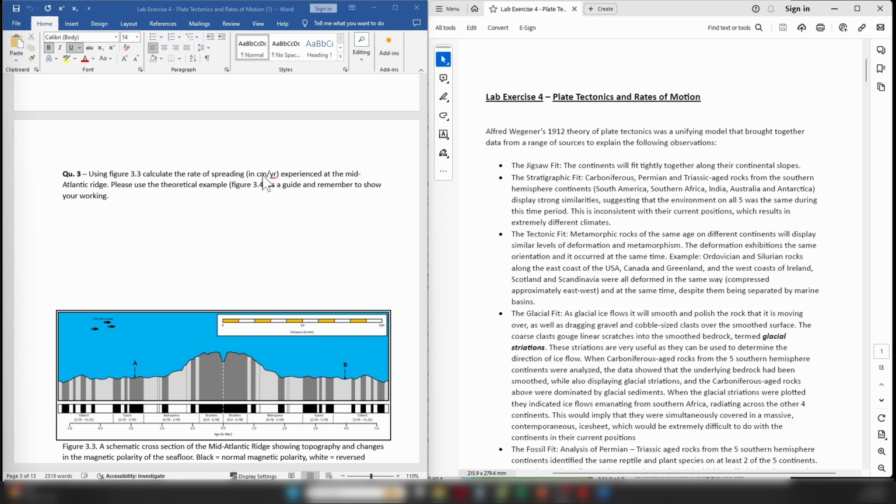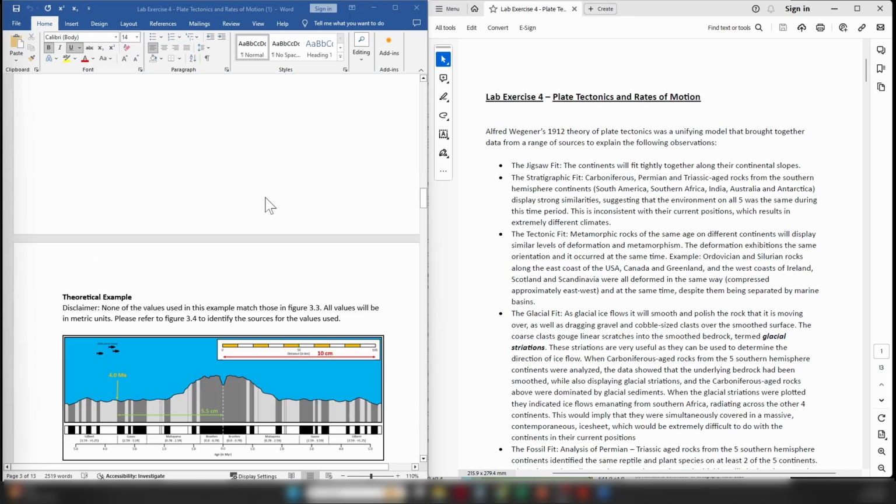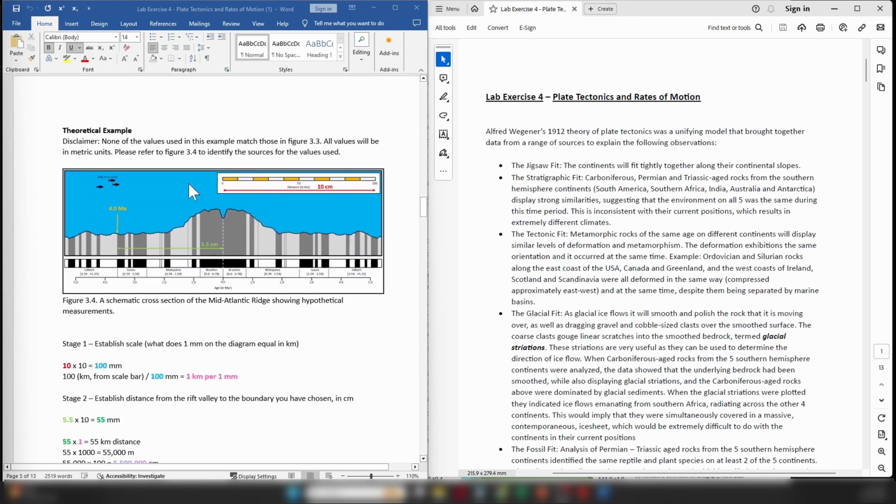And the same thing is going to happen with the age, which is in years. If you look at the scale bar down here, you can see it's in millions of years. So you're going to have to convert that into years before you can actually calculate your rate. So try and make your life easy. I've provided a theoretical example for figure 3.5, which is this one right here. As you can see, it's the same diagram as you have in figure 3.3.